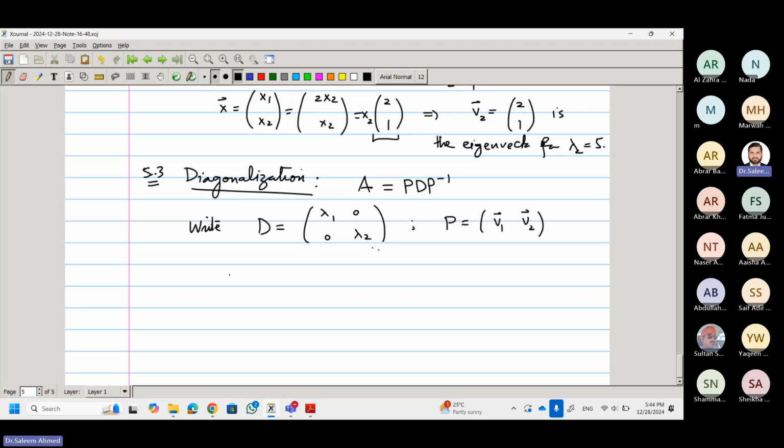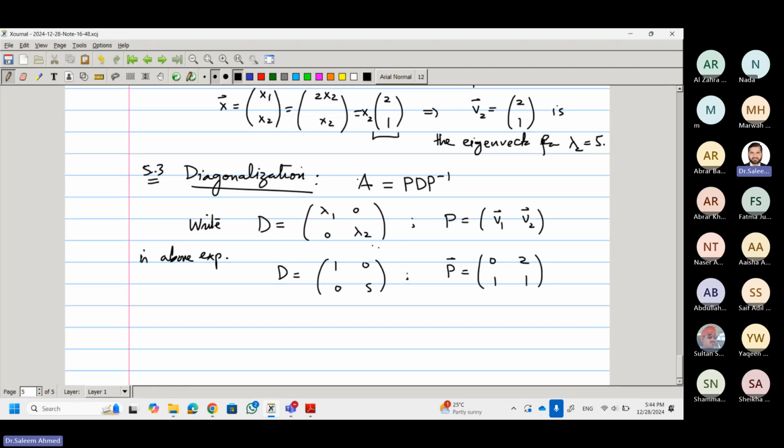Just one step. So in the above example, which we just did, my D will be 1, 0, 0, 5, because 1 and 5 are the two eigenvalues, and P is the first eigenvector, which is 0, 1, and the second eigenvector, which is 2, 1. So if we just place lambda 1, lambda 2 on the diagonal and v1, v2 as the columns, these are your D and P. Diagonalization means writing A in that form, so we can easily write it.